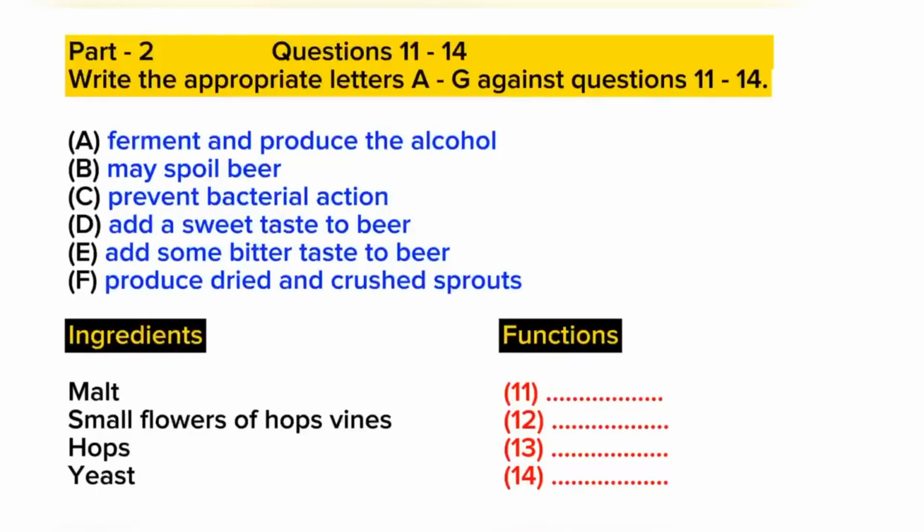The small flowers of the hops vine are added partly because they taste bitter, helping balance the sweetness of the malt. Hops prevent the growth of bacteria that can spoil beer. Yeast is responsible for fermentation, which creates the alcohol and carbonation. Beer makers sometimes use additives or substitutes for malt or hops. Substitutes such as corn or rice can make a beer lighter or cheaper to produce.